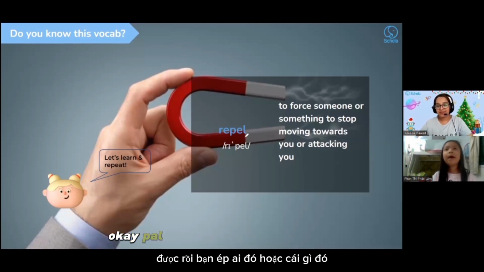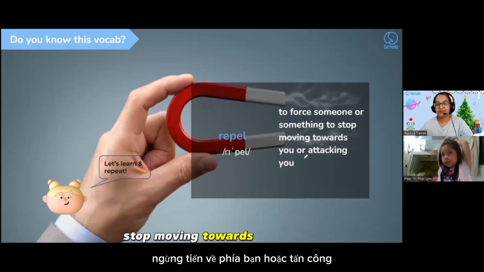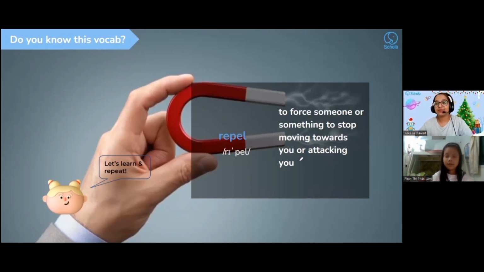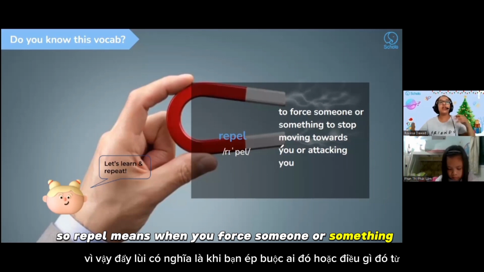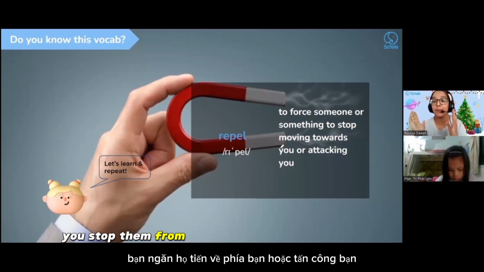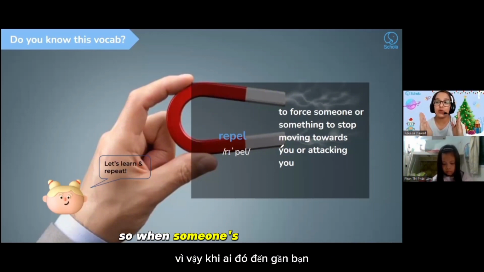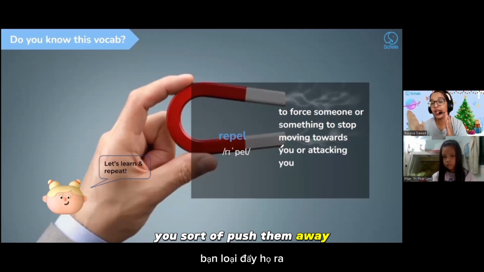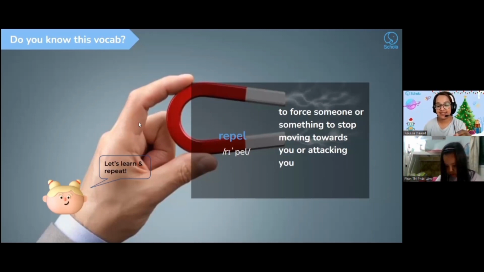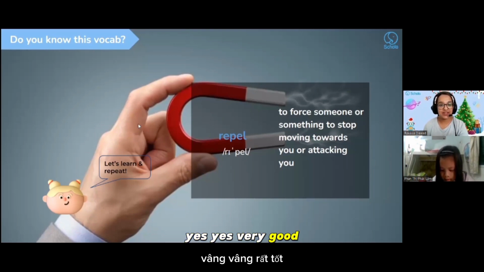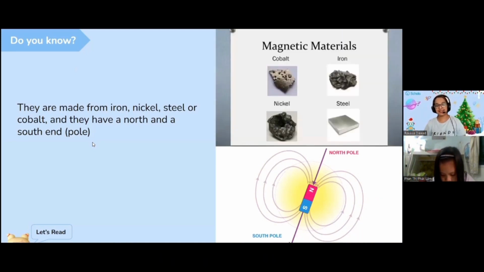Okay. Repel. To force someone or something to stop moving towards you or attacking you. Okay, very good. So repel means when you force someone or something, you stop them from moving towards you or attacking you. So you repel them. So when someone's coming close to you, you sort of push them away, you repel them. Do you understand what this word means? Yes. Very good. Okay, can you read this information for me, please?